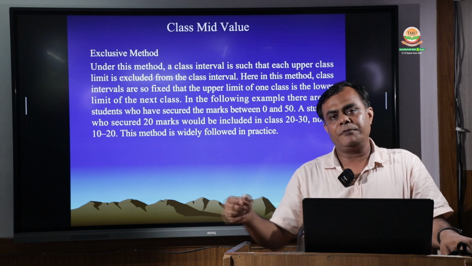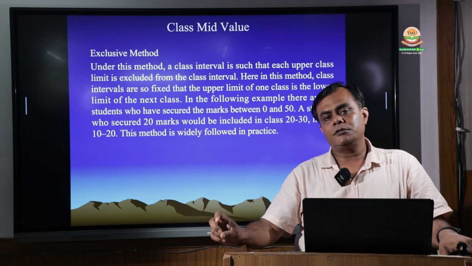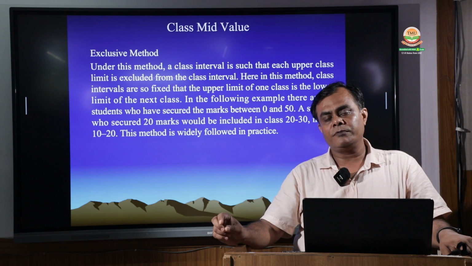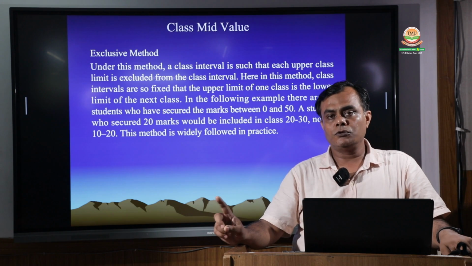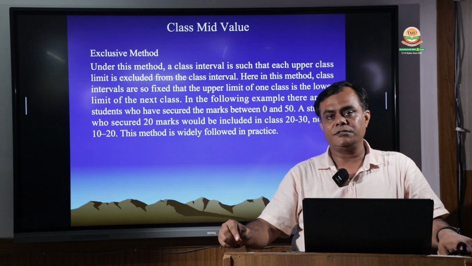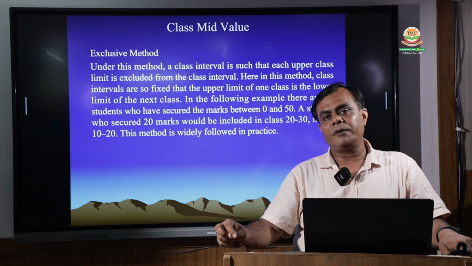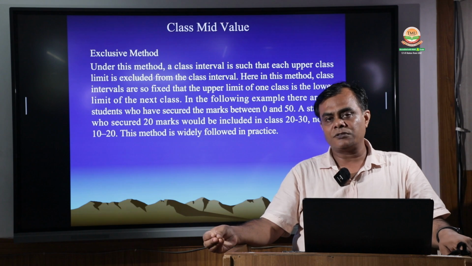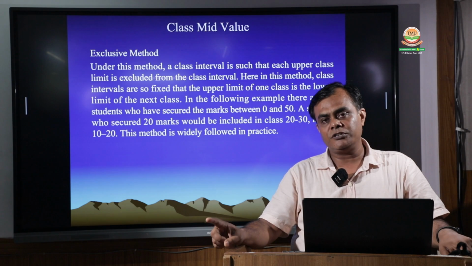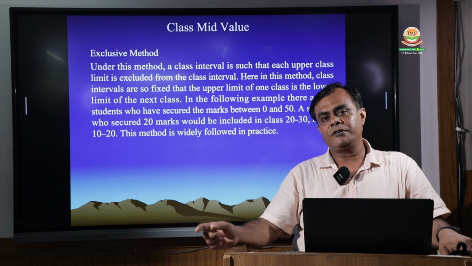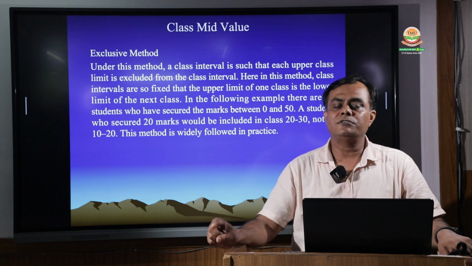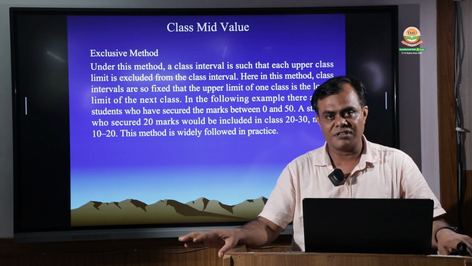Again I am repeating: in the class intervals of 10 to 20 and 20 to 30, in the exclusive method the upper limit of the first class interval becomes the lower limit of the second class interval. If the marks obtained by a student are 20, which class interval do we put that in, 10 to 20 or 20 to 30? In the exclusive class interval method, we put the 20 marks in the second class interval, not in the first.